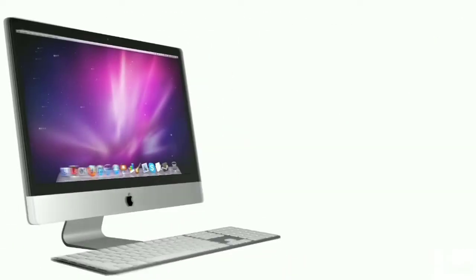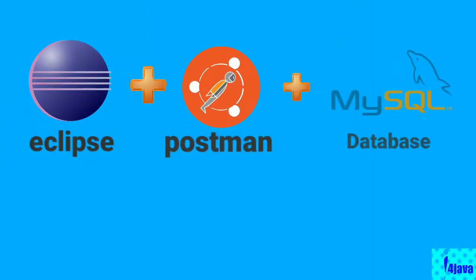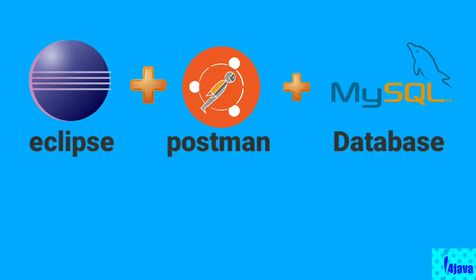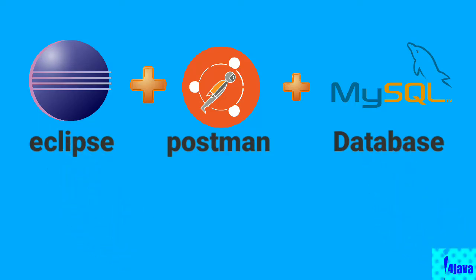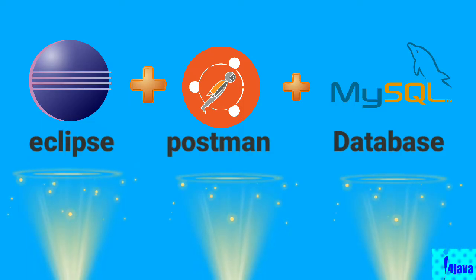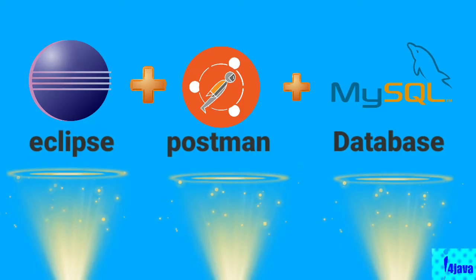So friends, let's start. Before starting, make sure you have these three applications ready to use in your machine. For development, I am using Eclipse. For storing data, I am using MySQL. And for sending HTTP requests, I am using Postman. If you don't know from where you will get these applications, I have given a link in the description section below. Go there and download. Let's start the development.